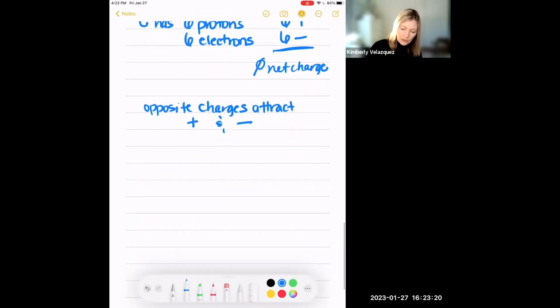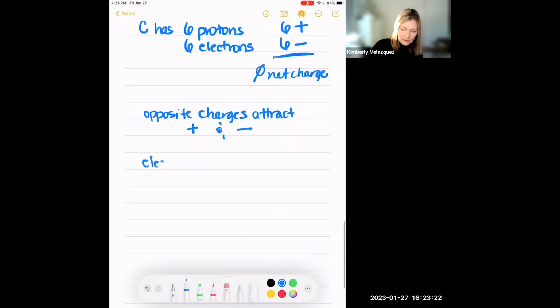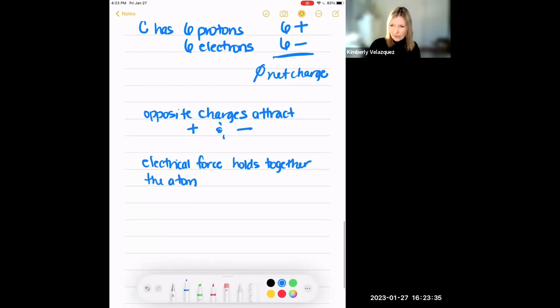So this is called electrical force. And it really holds together the atom. And if it's holding together the atom and all matter in the universe is comprised of atoms, it really holds together all matter in the universe. So that's a pretty important concept.